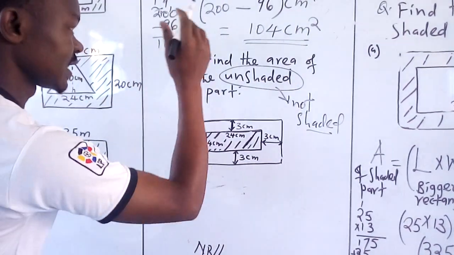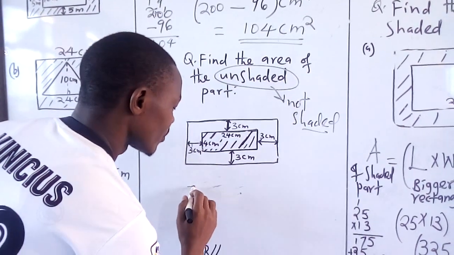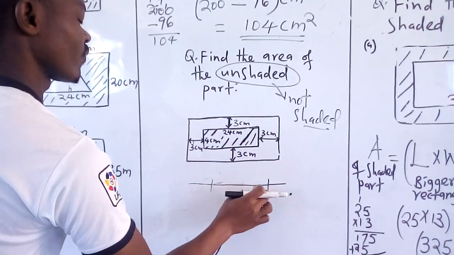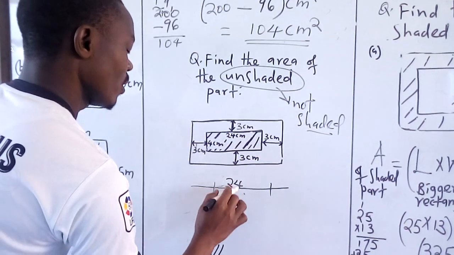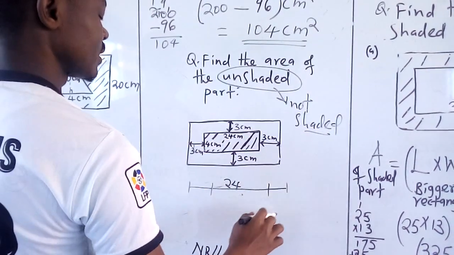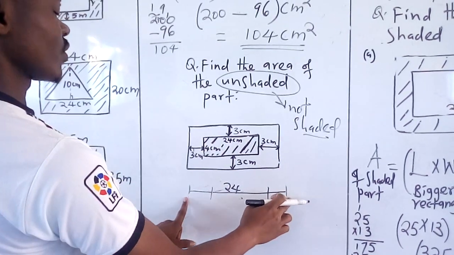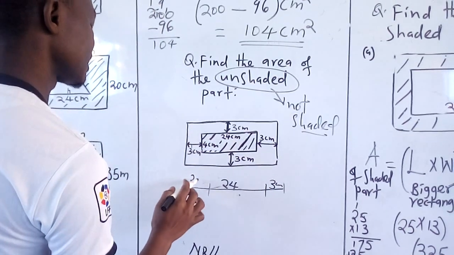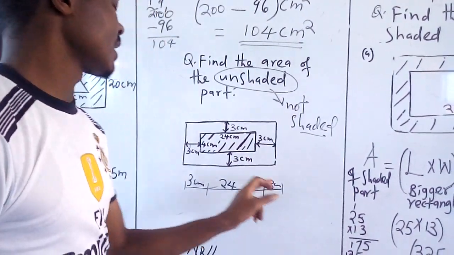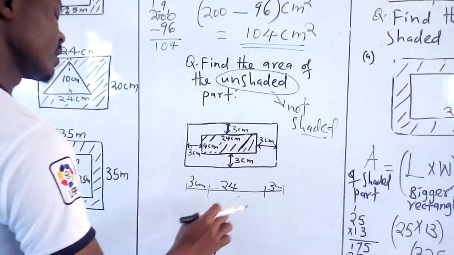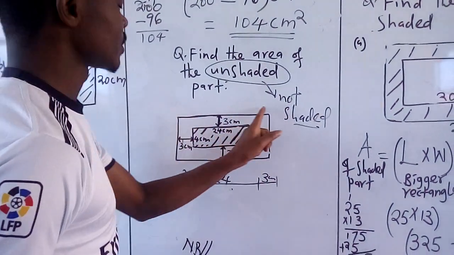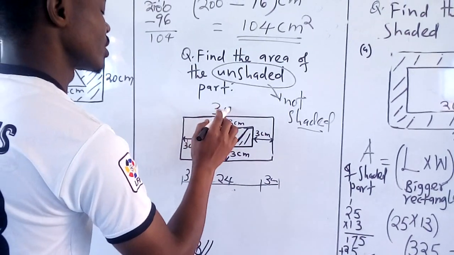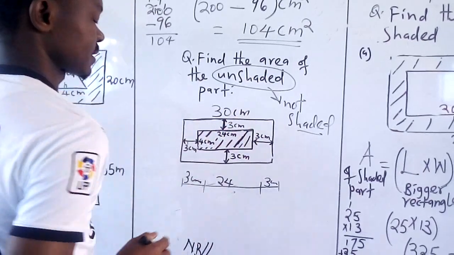What do we have here? Just the same thing that we did up there. From here to here, assuming that this is the length of the smaller rectangle, which is 24, then from here to here, assuming that is the length of the bigger rectangle, we have from here to here 3 centimeters, and here to here is 3 centimeters again. For us to get the whole length, the length of the bigger rectangle, we add 3 plus 3 again. So 3 plus 24 is 27 plus 3 is 30. So this is going to be 30 centimeters.